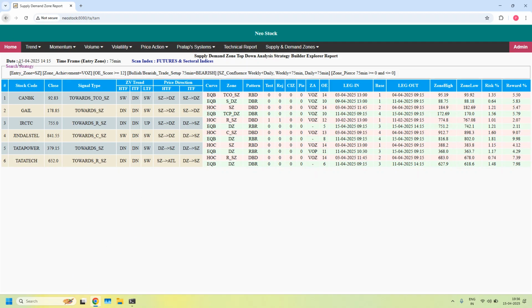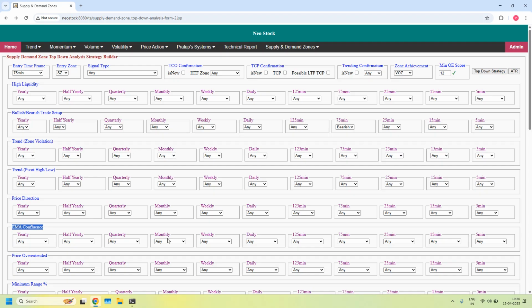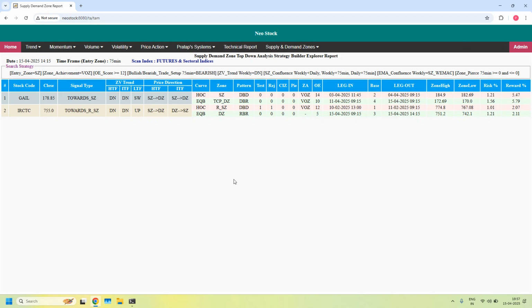So let's filter. In the EMA confluence at the weekly time frame, I am checking weekly supply zones having weekly EMA confluence. At the same time, the trend on the weekly should not be sideways. It should be a downtrend because it is a bearish trade setup. Bearish. Let's filter. So we got 2 stocks. These 2 75-minute supply zones have a higher probability to get success.